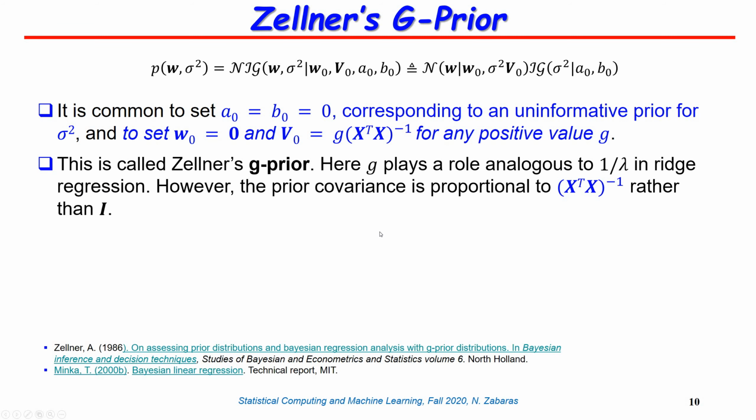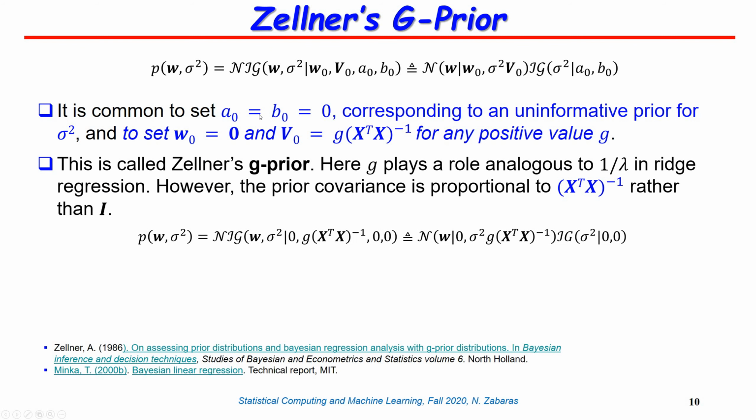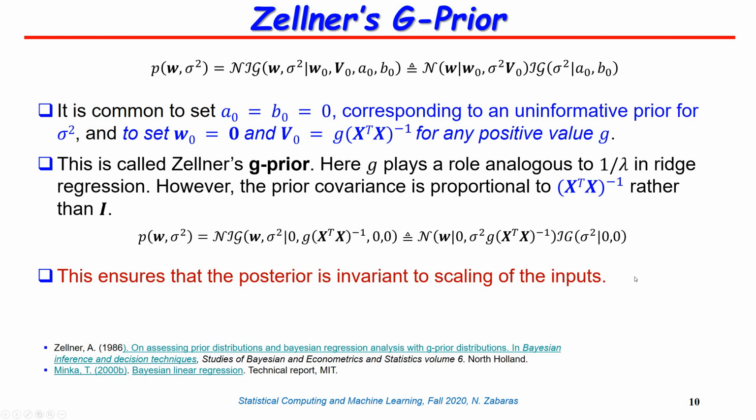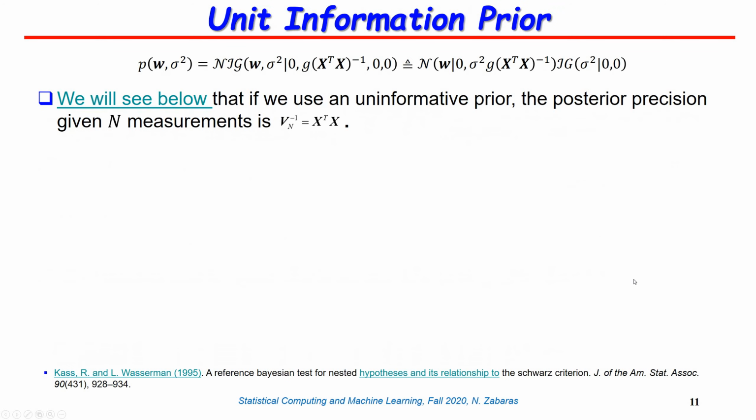All right, so in this particular selection of the parameters, W0 equal to 0 and V0 equal to G times X transpose X inverse, this joint prior of W and sigma squared looks like this nice Gaussian times this inverse gamma. And what I'm going to do next is try to recognize some potentially interesting aspects of this Zellner's G prior. Okay, so here is my Zellner's G prior.